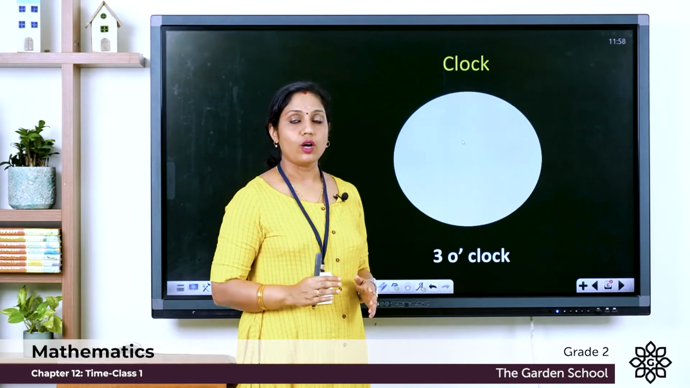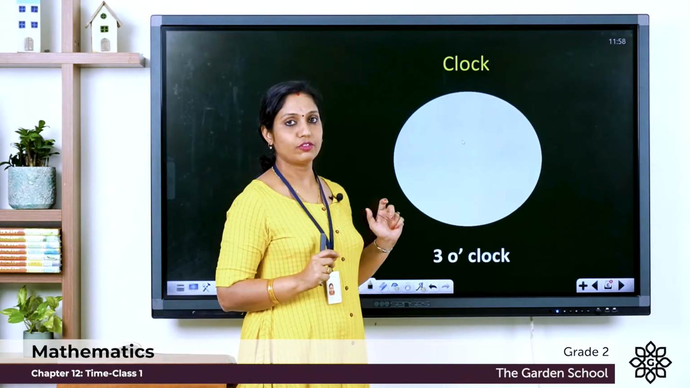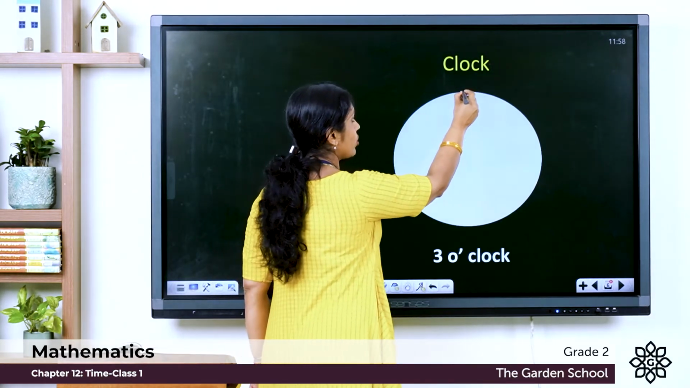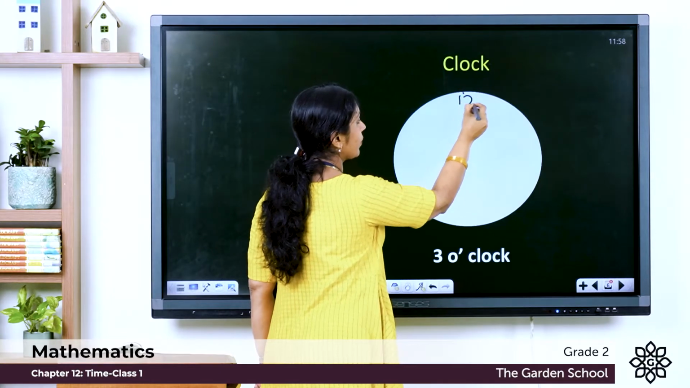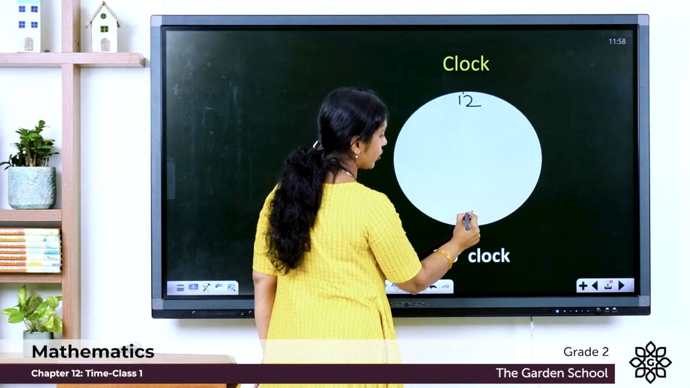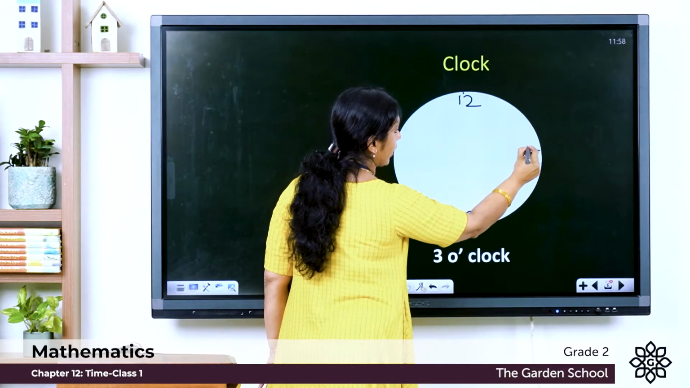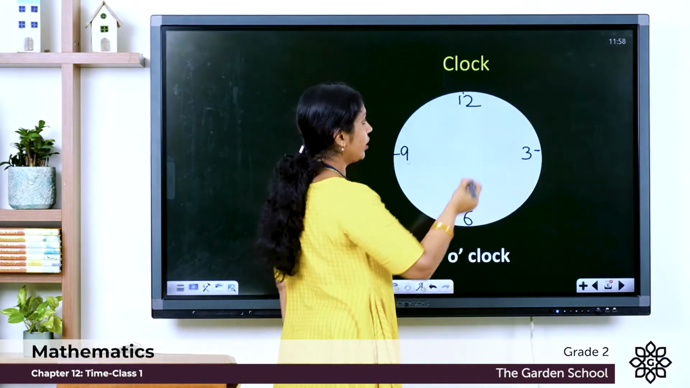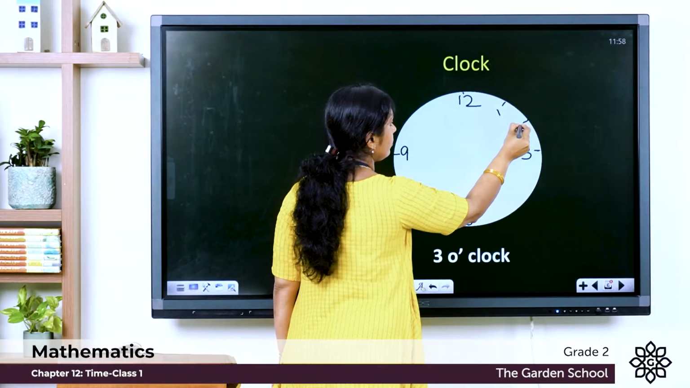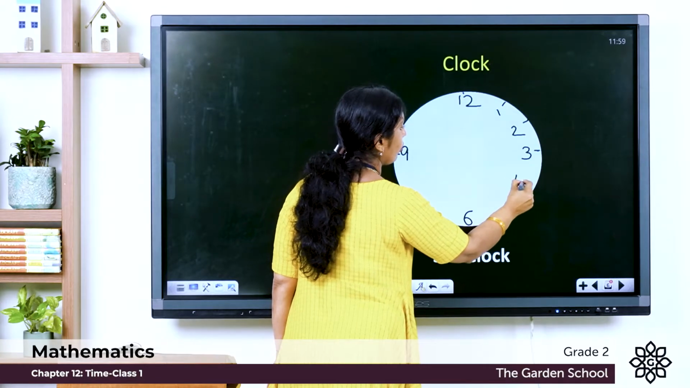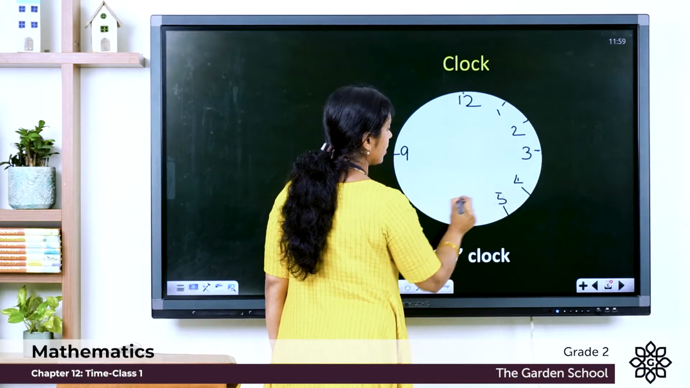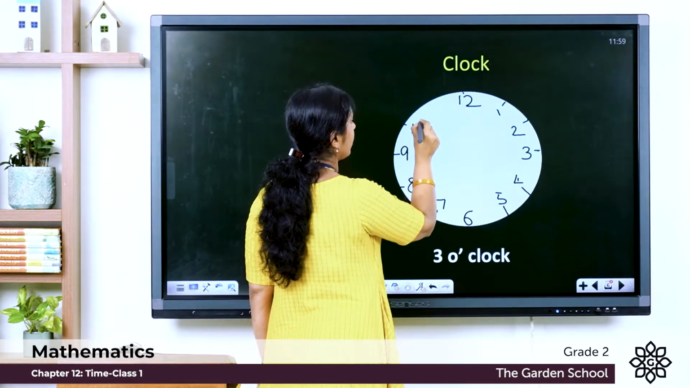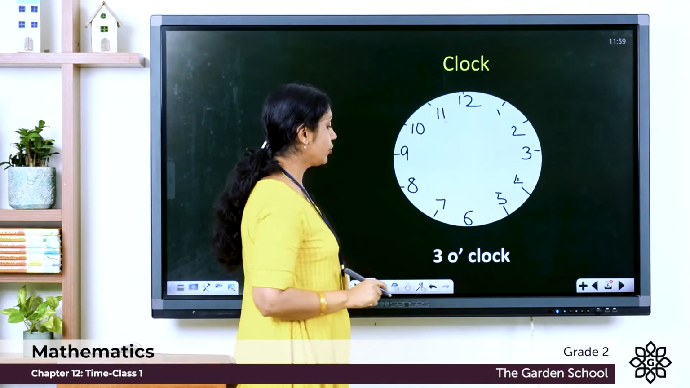Here we can draw a clock which shows 3 o'clock. For that, first let's write the numbers on this circle. So let's draw a clock. Here at the topmost point, the number 12 should come. Under the 12, the number 6 should come. On the right side we have to write the number 3, and on the left side we have to write the number 9. Now we'll continue. 1, 2, 4, 5, 7, 8, 10, 11. Now we have to draw 3 o'clock.